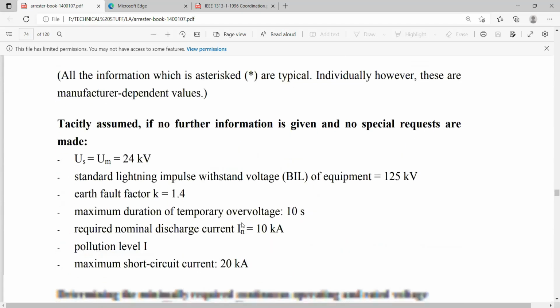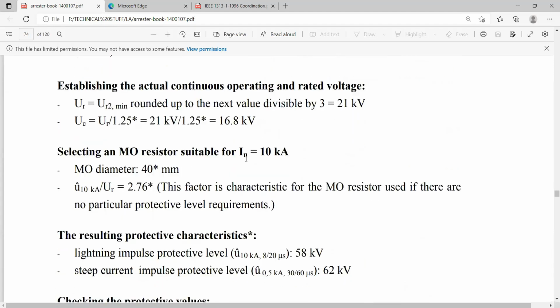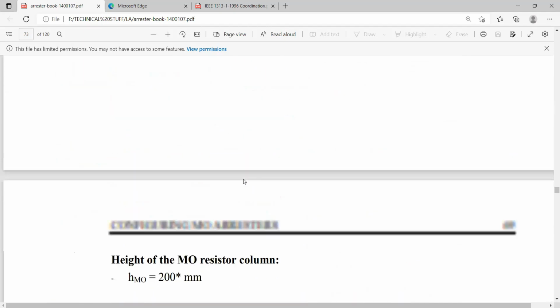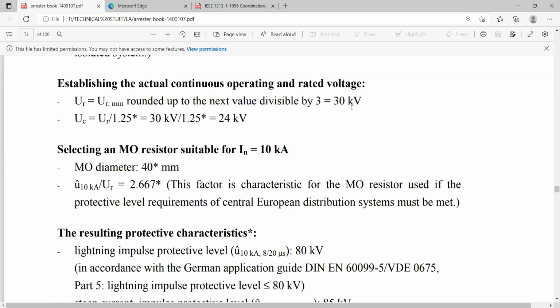Yes, let's see the difference between the 20 kV solidly earthed lightning arrestor. Here I require 21 kV UR and 16.8 kV UC, and this is the class. This is the case. And if you see the resonant earthed system of a 20 kV system, let's say a 30 kV lightning arrestor is required.